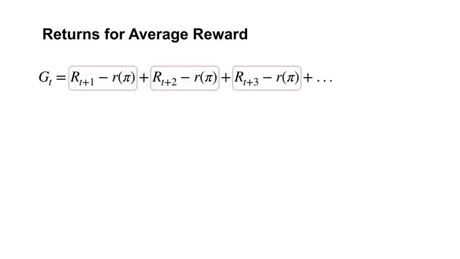The average reward definition is intuitive for saying if one policy is better than another. But how can we decide which actions from a state are better? What we need are action values for this new setting. The first step is to figure out what the return is. In the average reward setting, returns are defined in terms of differences between rewards and the average reward R pi. This is called the differential return.